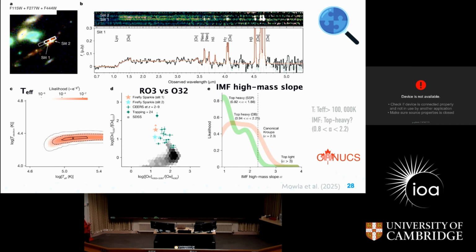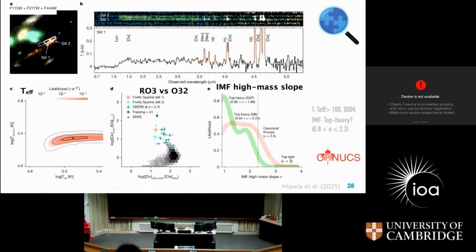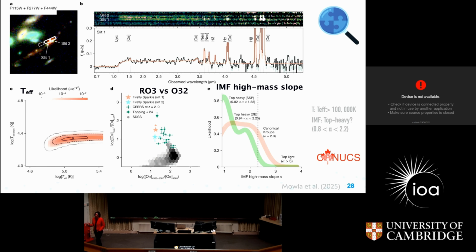But what we can already see from those slit spectra is that when you measure the effective temperature for those clusters, you're getting an extremely high value. So the effective temperature is 10 to the 5 Kelvin, which is really difficult to obtain. The one way we think you could have such a high temperature is if you have a very top-heavy IMF. So take this with a grain of salt. I'm not claiming we discovered a top-heavy IMF. It's just that this data prefers top-heavy IMF over top-light.